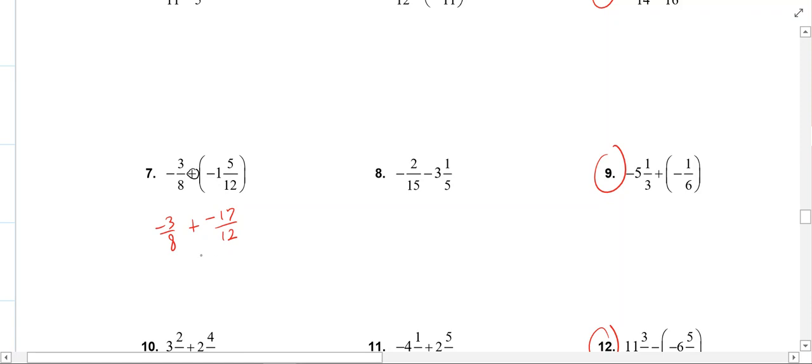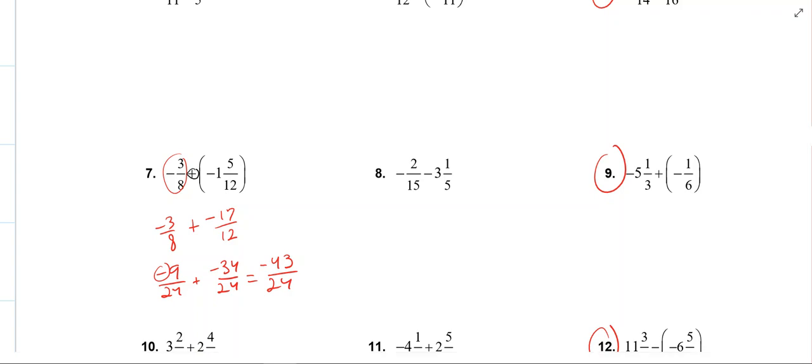Now I'll look for my like denominator. 24. That wasn't so bad. 8 times 3 is 24, so negative 3 times 3 is negative 9. Keep it negative, since it's originally negative. And this one is 2, and 17 times 2 is 34. I go ahead and add this up. 9 plus 34, for me, that's a calculator job. That's negative 43. I look to see if I can simplify it, and I cannot, so that is the answer.